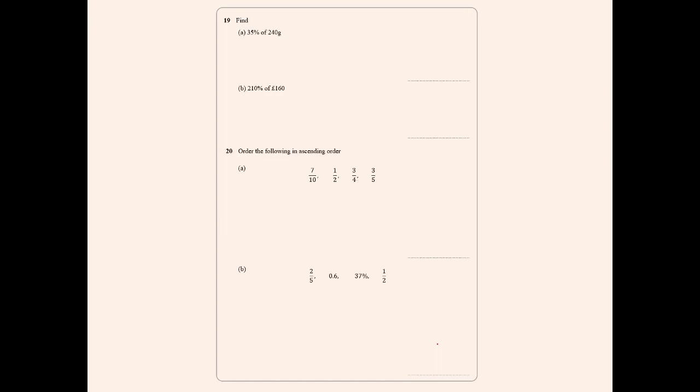Question 19, 35% of 240 grams. So first of all we find 10%. 10% is 24. 240 divided by 10 is 24. So 30% will be 24 times by 3, which is 72.